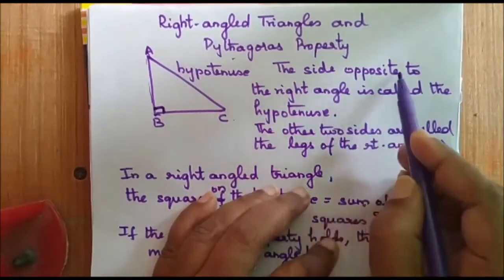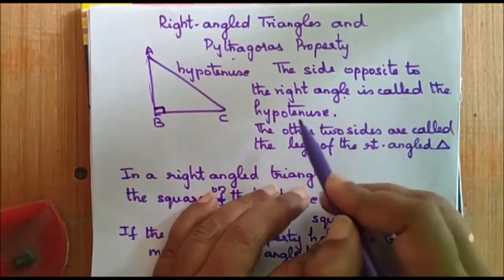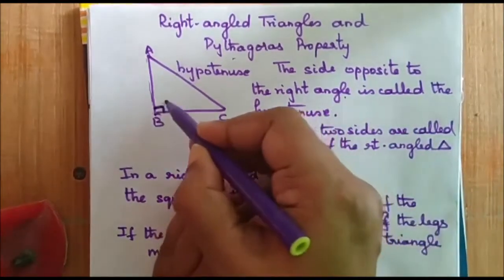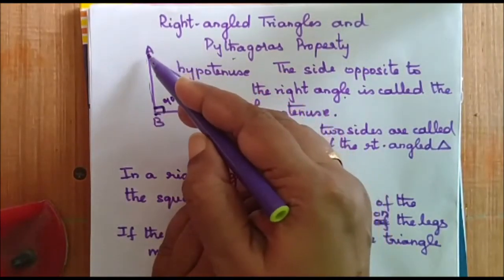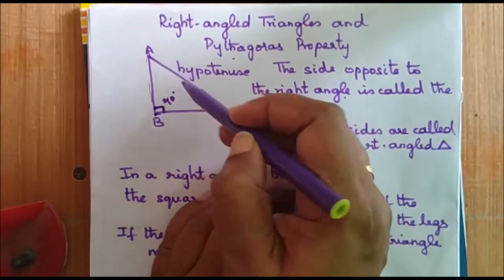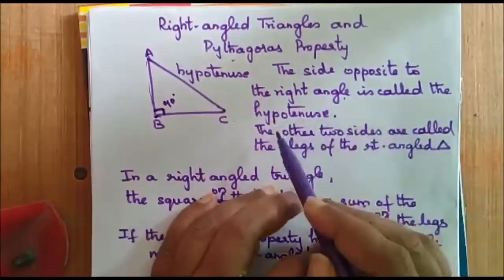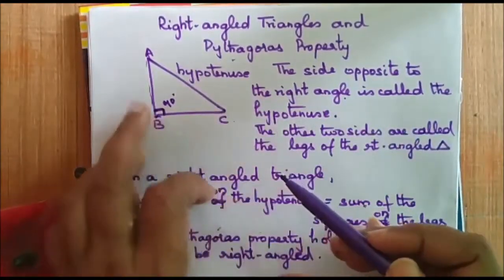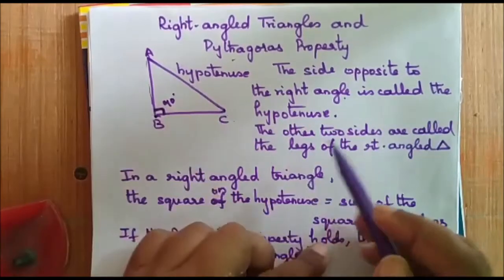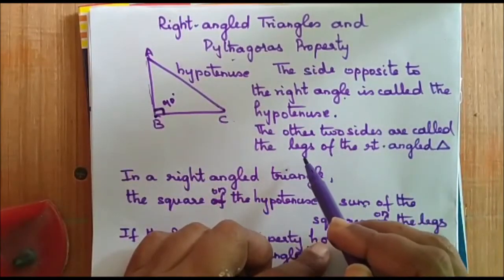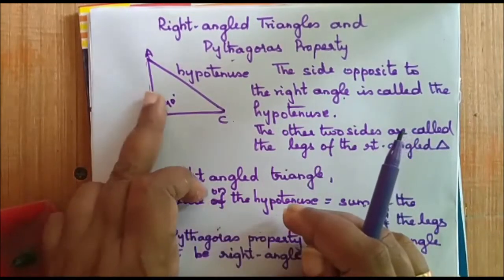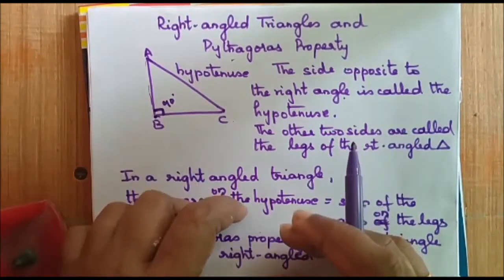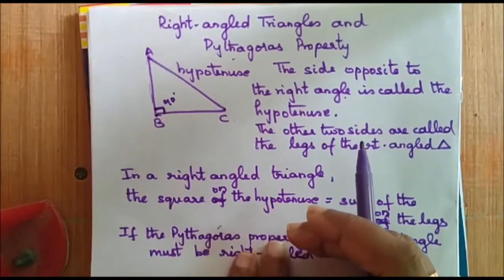Now the side opposite to the right angle is called the hypotenuse. Now if this is 90 degrees, then the side opposite to B, what is the side? AC, which is the longest side, is called the hypotenuse. Okay. What are the other two sides called? The other two sides are called the legs or the arms of the right angle triangle.